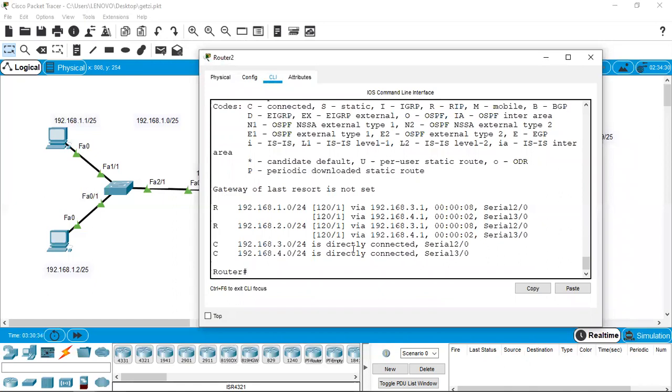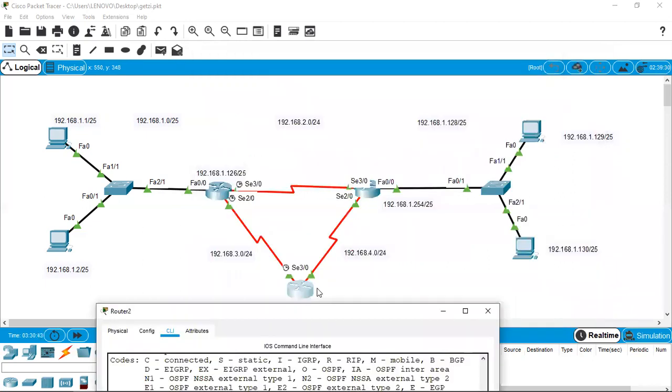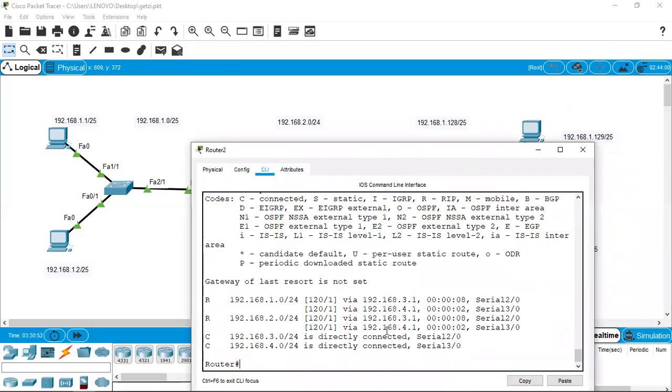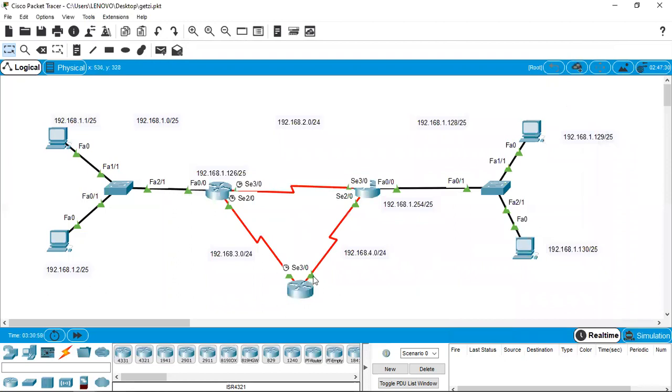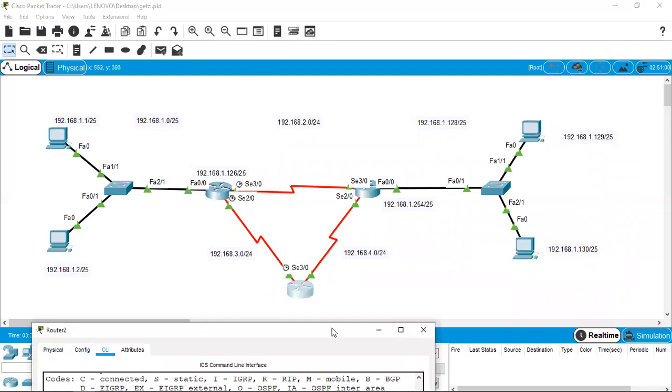So 1.0 is connected via two things. Could you understand the trouble here? 2.0 I understand, because from this router 2.0 can be reached this way or this way, since the 2.0 network is here. Now, what happens with 1.0? It says 1.0 also can be reached via two ways, 192.168.3.1 and 4.1, which means you can either go this way to 1.0 or go this way to 1.0. This is the problem with RIP version 1.